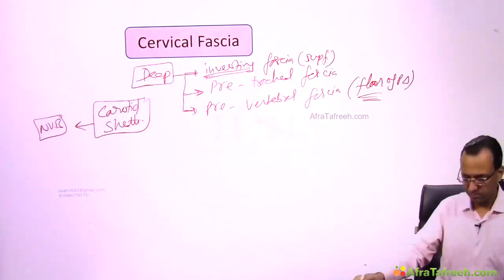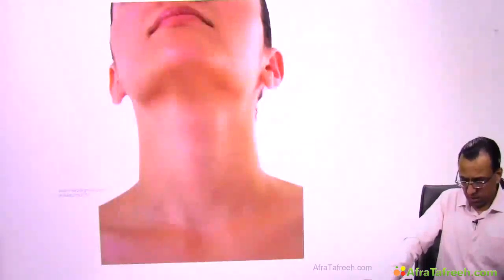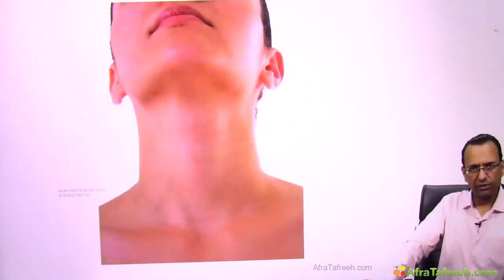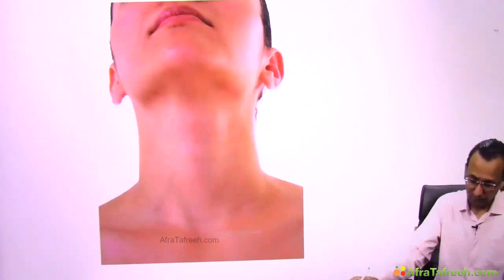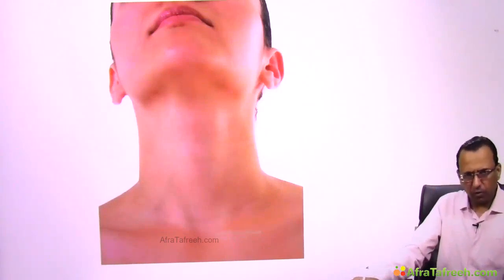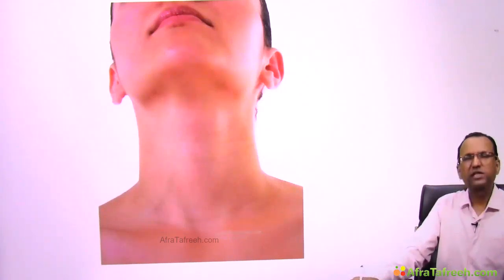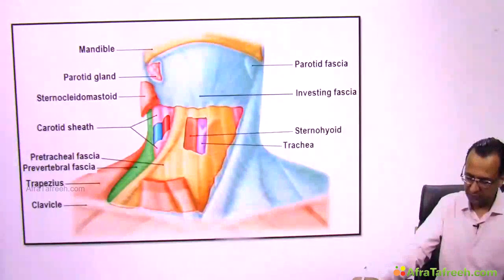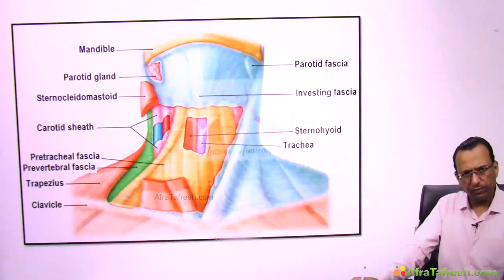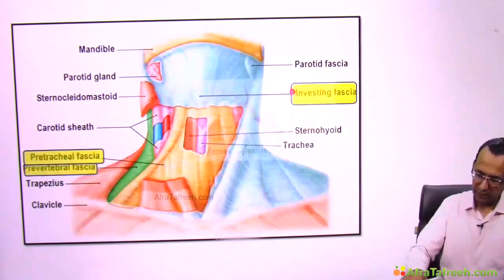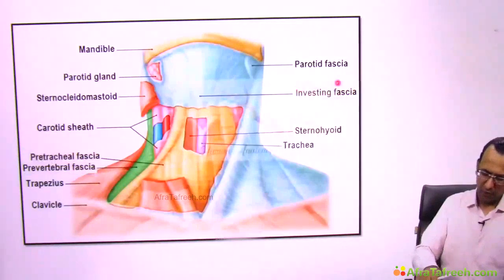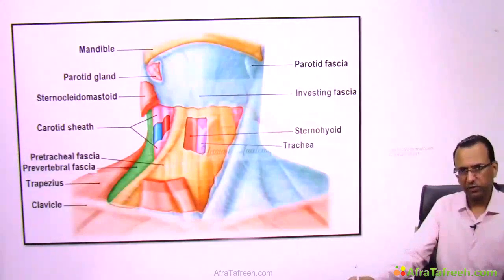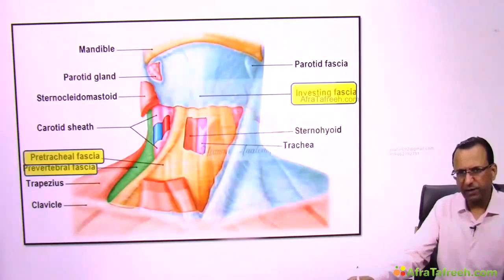Yes, see the diagram. Again, this lady comes with a long neck. You want to discuss the three fascia now? Yes, these three fascia. You have already known the names. Let us look at them. Remove the skin and then you see the fascia. Which fascia? You see this is the most superficial, which is investing fascia, and then deeper could be pretracheal or prevertebral. So these are the three layers of deep cervical fascia.